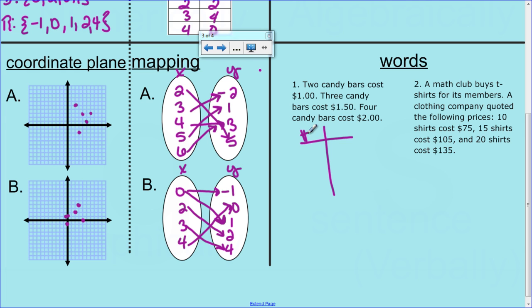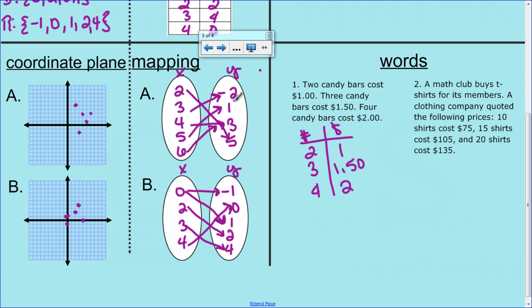We can have the number of candy bars and how much they cost go in our table. And I know that 2 candy bars is $1 because that's what the first sentence said. Then it says 3 candy bars is $1.50. And then 4 candy bars is $2. And if I wanted to go from there, I could make a graph, I could make a mapping, I could write my domain and my range. I could determine if it was a function or not, just based on what I have. But that's how we write it verbally.